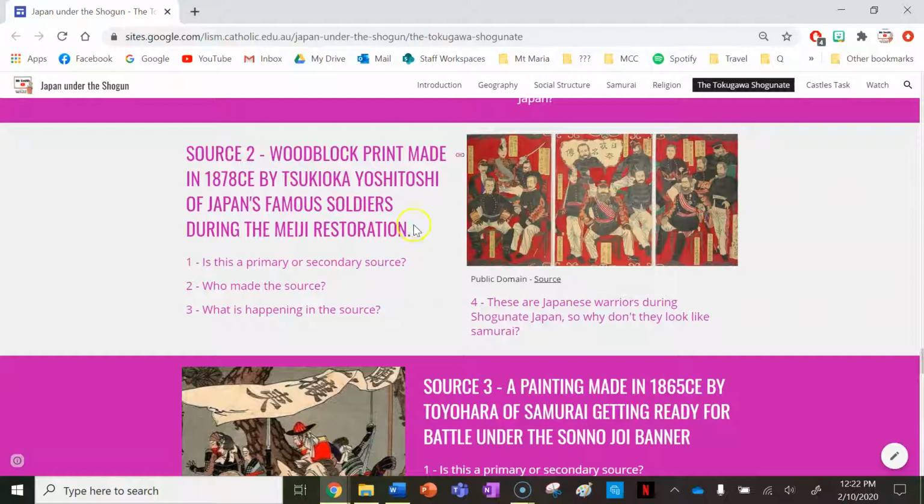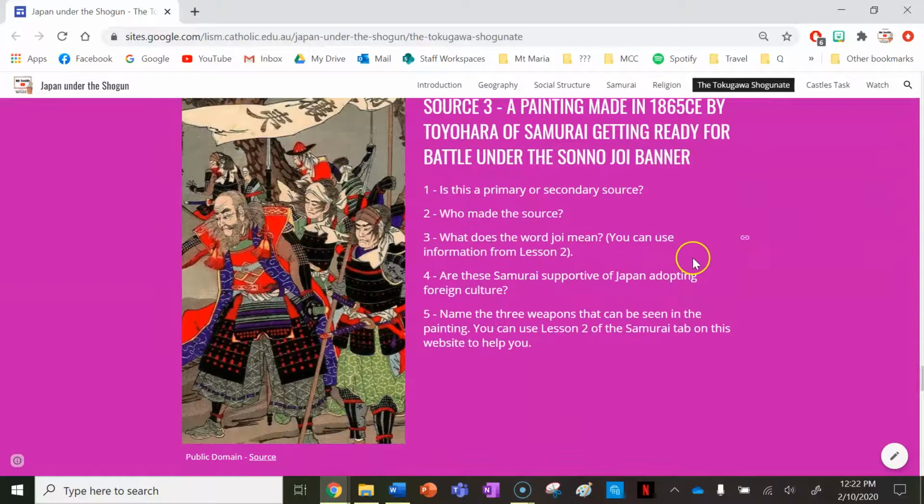So you might want to use the Western or foreign influence on Japan's society here for why they don't look like samurai. These guys have obviously aligned themselves with Emperor Meiji, so they don't want to dress like samurai.